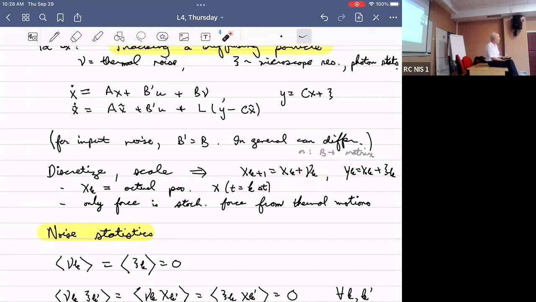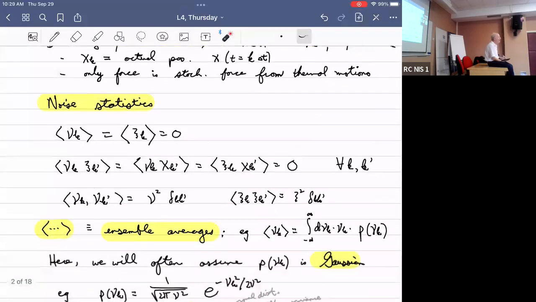But then there's a noise nu k, which is the amount of thermal fluctuations that accumulatively affect the particle in the interval delta t. Similarly, y k is, in this case, we'll assume we're directly measuring the position, but there's just some noise. Because everything is one-dimensional, there's no C matrix, and if there were, it would just be a constant, calibrated, and so it's one. So x k is the actual position, y k is the measured position, and because of noise, they're different. The only force affecting the particle is this nu k, the thermal.